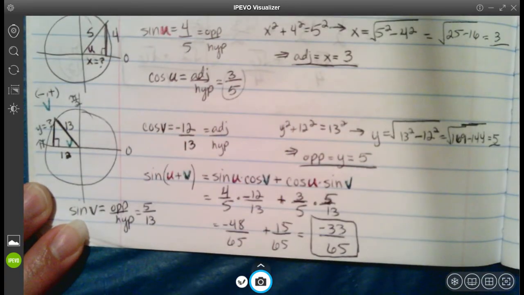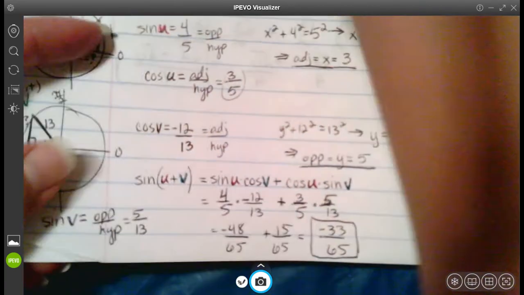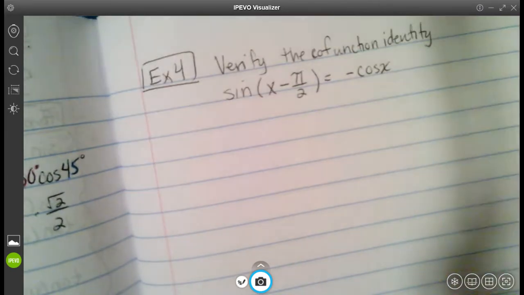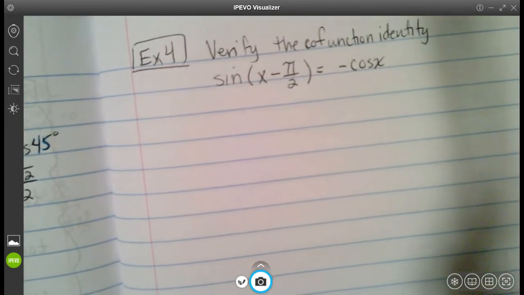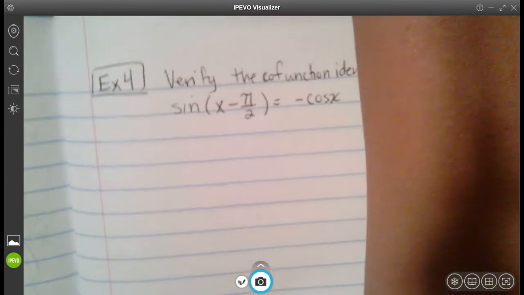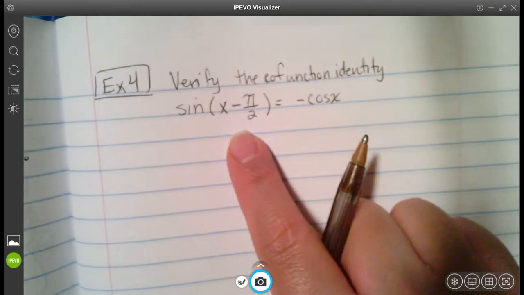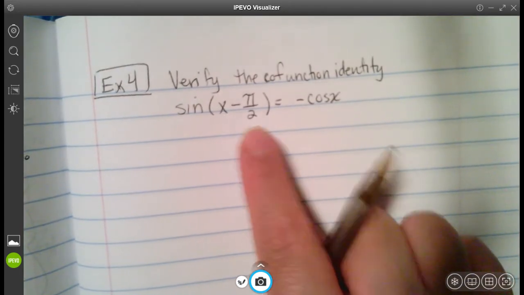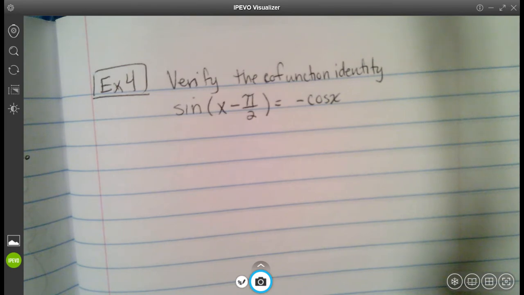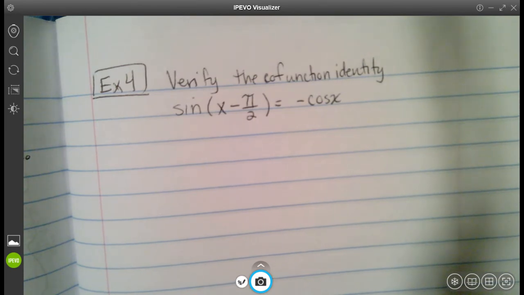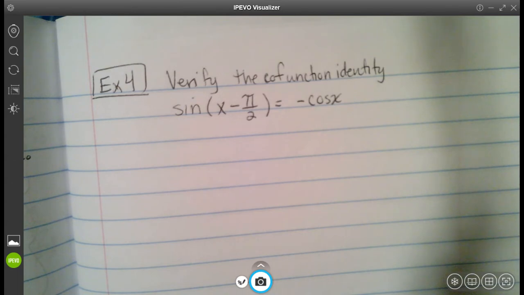All right, we do have one more example, so hang in there with me. One more example. We have verify the cofunction identity. So this is one of those cofunctions that we will see from time to time. Sine of x minus pi halves is equal to negative cosine of x. So this one kind of combines the previous unit, 5.2 that we did recently, with this one.